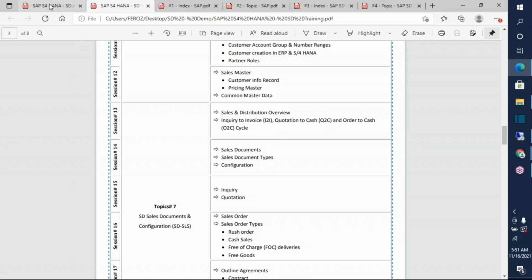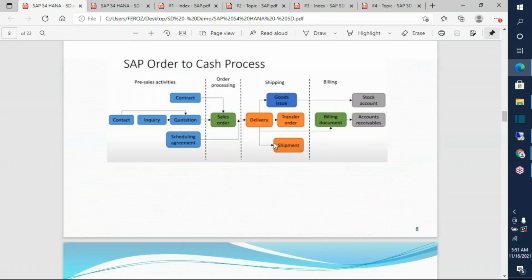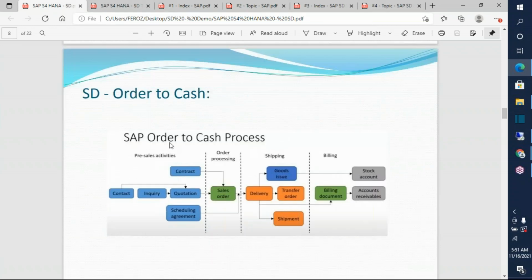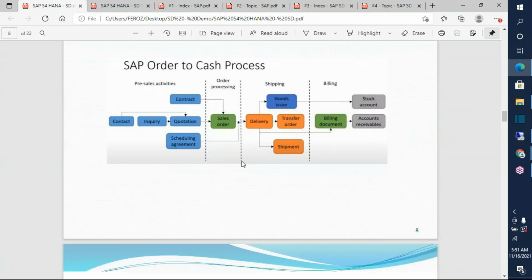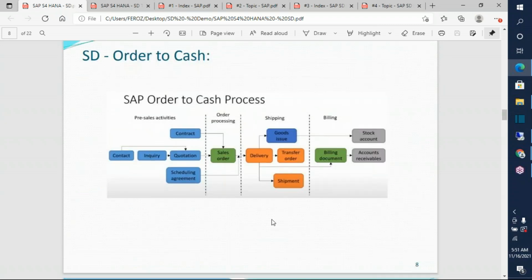So in SAP S4HANA, you can see here the SAP order to cash process, and it is divided into different phases. For example, the pre-sales phase. When inquiry and quotation happen, all of that comes under the pre-sales phase, right? And when sales orders are created with reference to inquiry and quotation, or with reference to a contract, which are called release orders, then it comes under the order process, right?